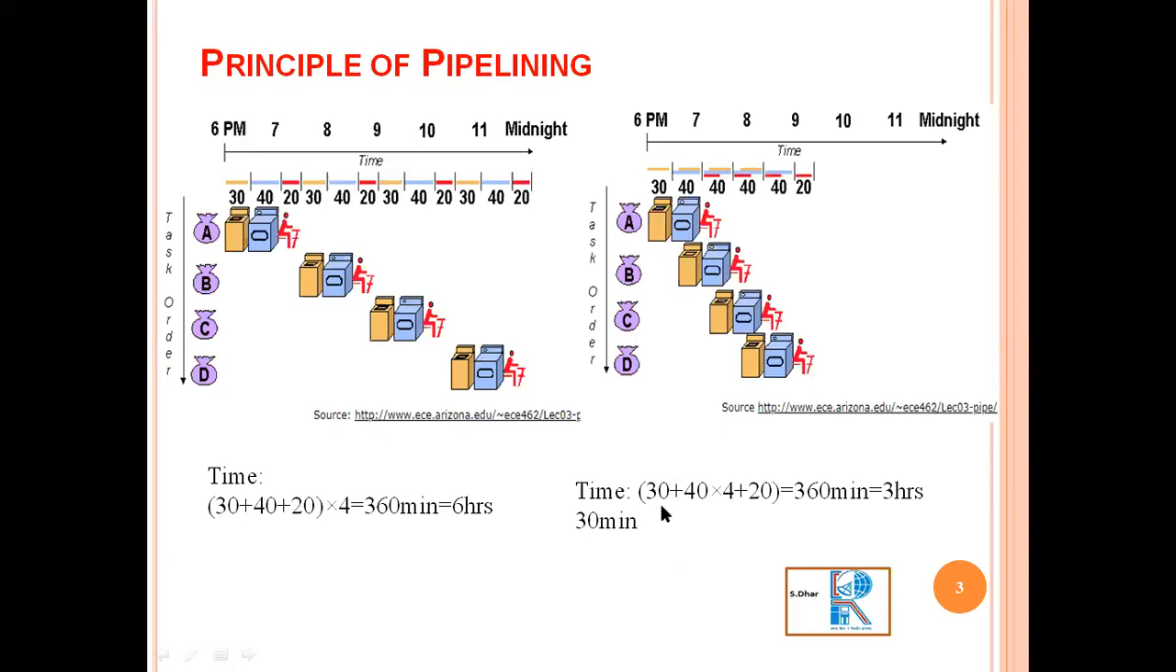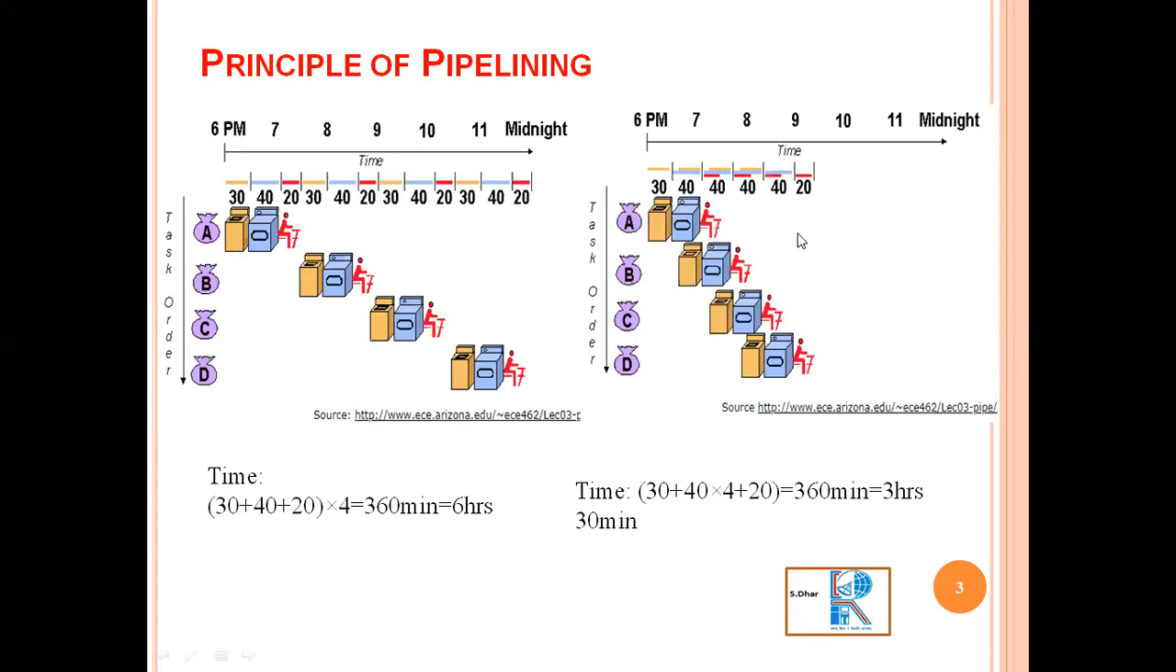Total time required is 30 plus 40 into 4, because this is 40 plus 40 plus 40 plus 40, that means 40 into 4 plus 20. So 210 minutes, that means 3 hours 30 minutes. Now see the difference. In the left hand side, total time taken for washing the cloth is 6 hours. And here the total time taken for washing the same set of cloth is 3 hours 30 minutes. That means almost half. So this is efficient.